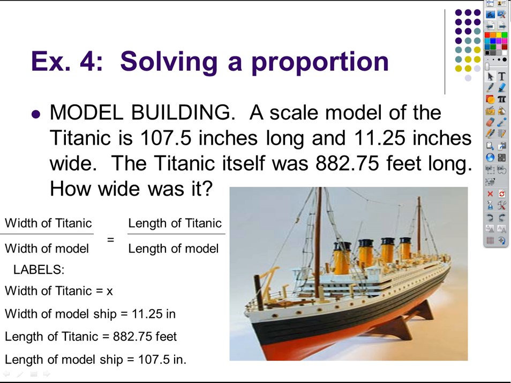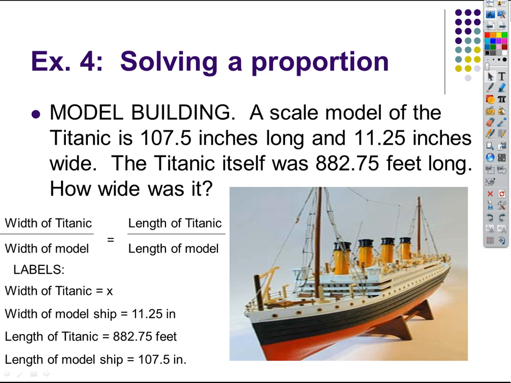Say we know that it was 882.75 feet long. Maybe we knew it was roughly 880 feet long, something like that. We want to know how wide it is. Well, if I take this scale model, I can set up a proportion here that'll allow me to solve that pretty easily. If my scale model is 107.5 inches long and 11.25 inches wide, then doesn't it make sense that I could set up the width of the actual Titanic divided by the width of the model would equal the length of the actual Titanic divided by the length of the model? And I could just solve that thing.